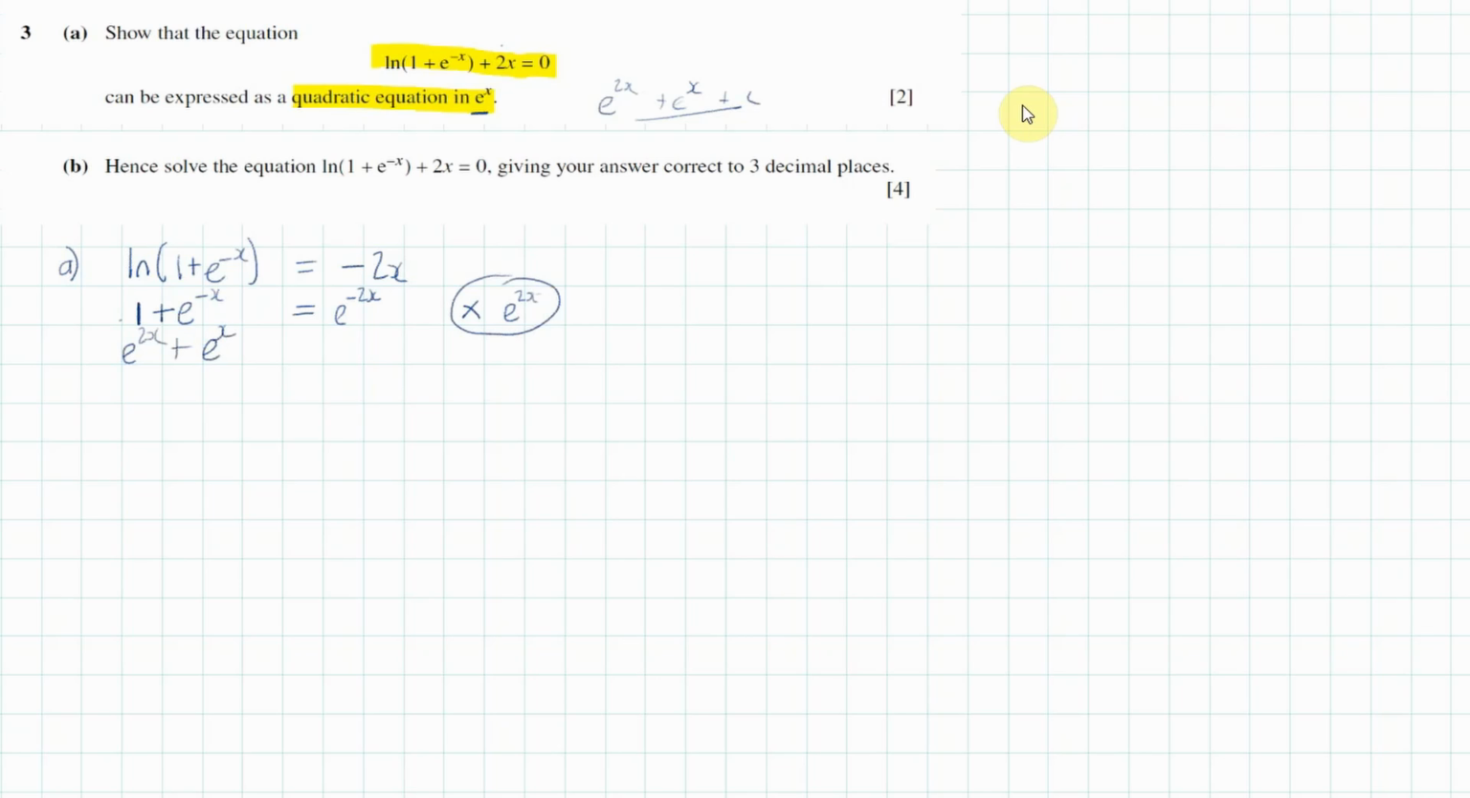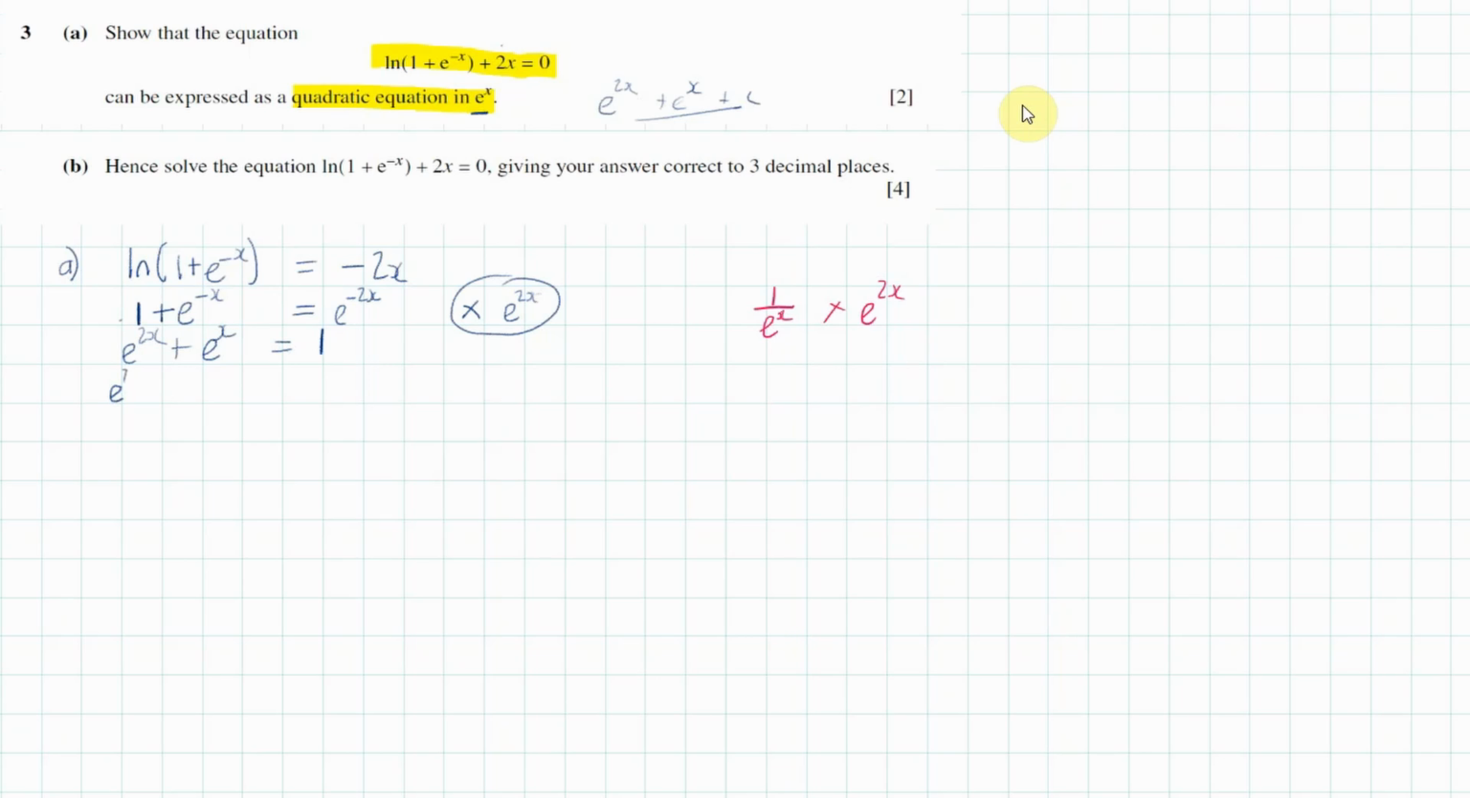And if you're a bit unsure about that, I'll just do that over here. You've got 1 over e to the x, which is the same as e to the minus x, and you're timesing it by e to the 2x. And you can just use your index laws at this point. So that's how we get that e to the x there. And then e to the minus 2x times e to the 2x is 1. I'm going to pull that 1 across to the other side.